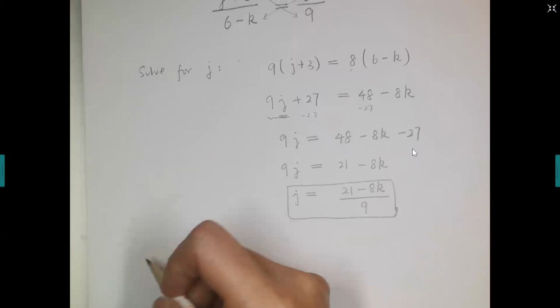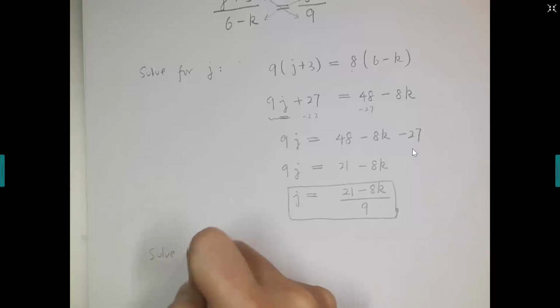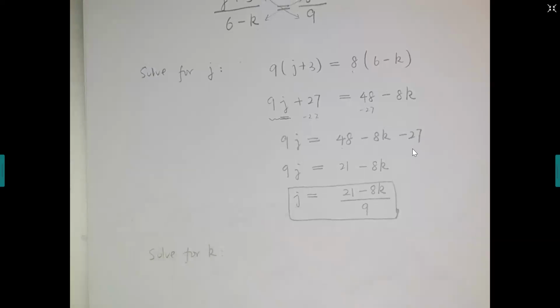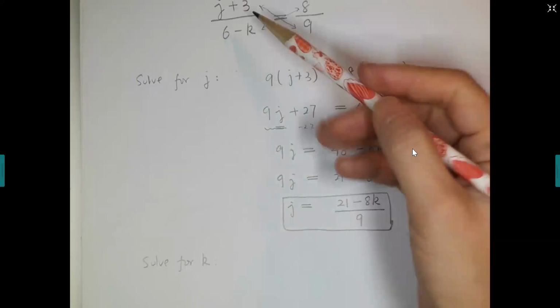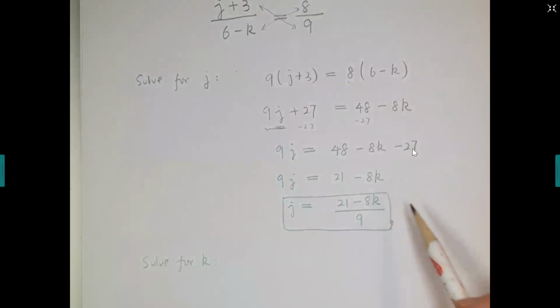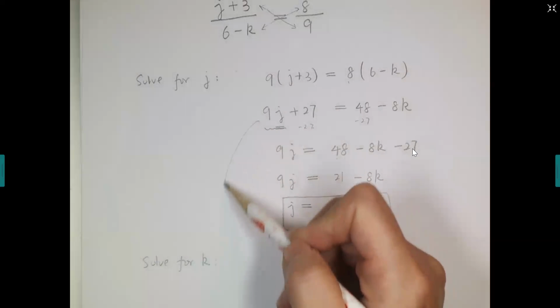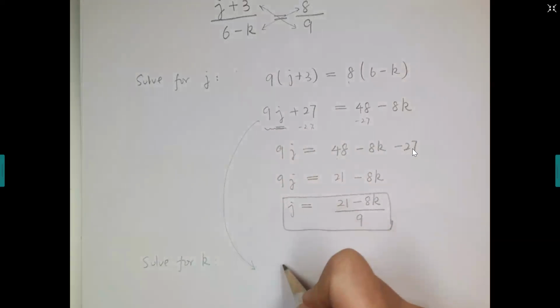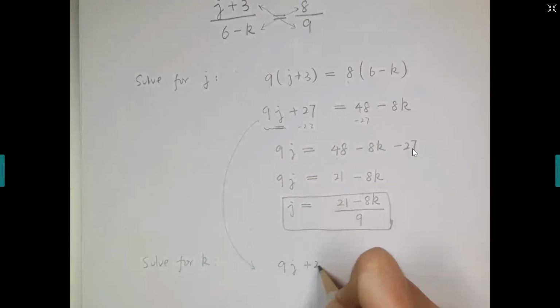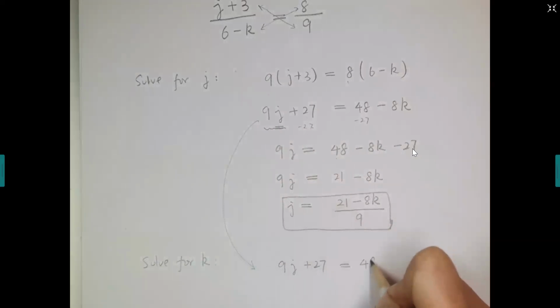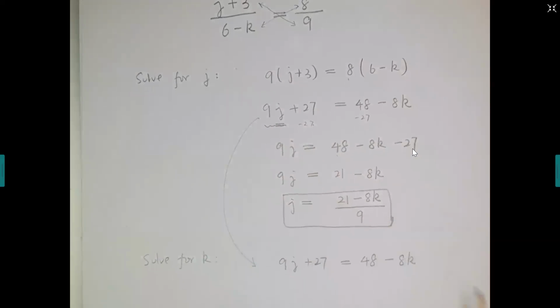If the problem asks for k, same thing. So still, I will do the cross multiplication here. Then I will have the cross products the same. I will drag this one here. Same thing, I have 9j plus 27 equals 48 minus 8k.